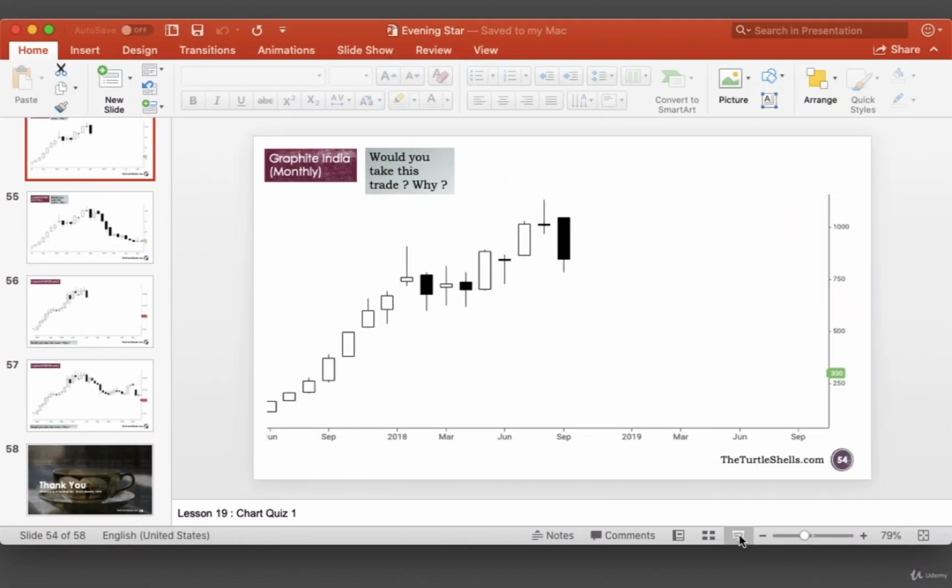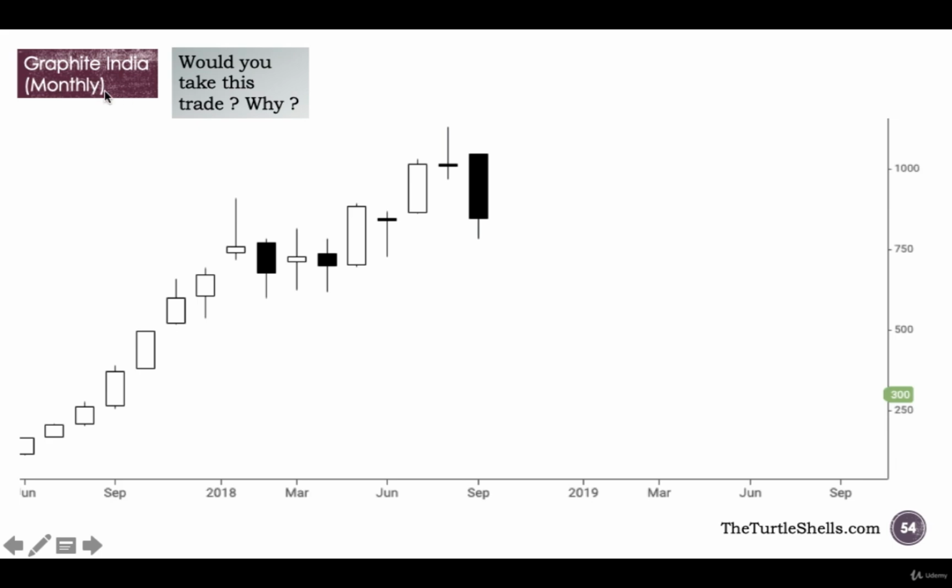Alright, quiz time. Okay, so this is a monthly chart of Graphite India. Would you take this trade? If yes, why? If no, why? So have a look at this chart, analyze it, look at this pattern, and let's come back and discuss this. Pause the video, okay?